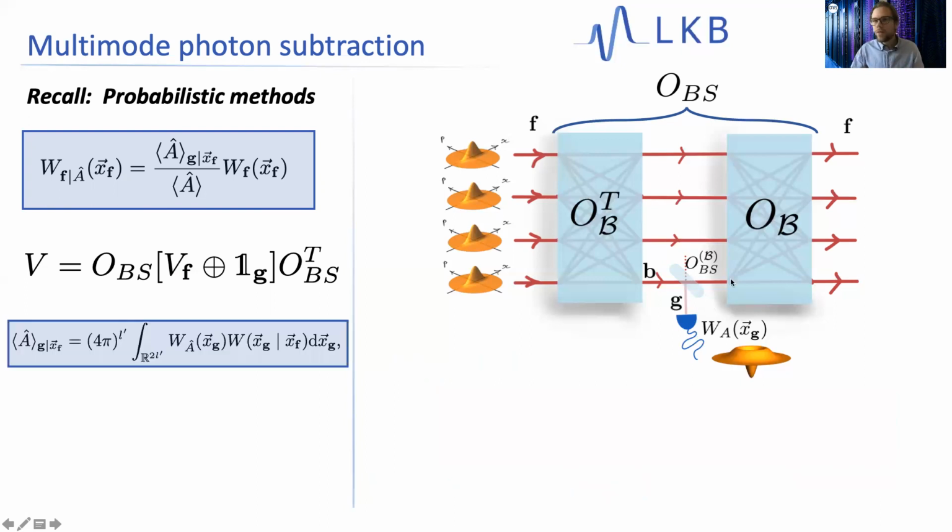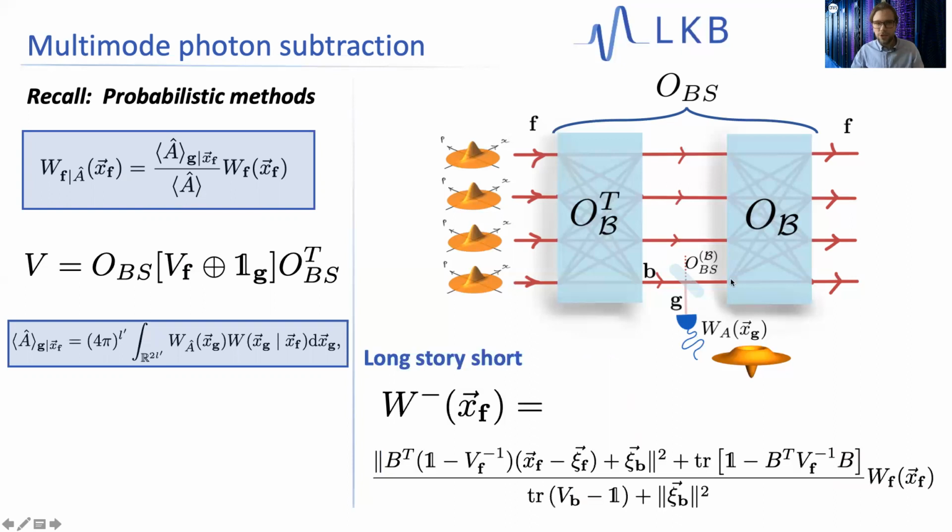So when I do all of this, long story short, the Wigner function that I get out is the following, where you see the psi f and the psi b, they are displacements. So psi f is the displacement, the mean field of the initial state. Globally, here I have to take into account also specifically the mean field in this mode B from which I'm subtracting the photon. The VF is a covariance matrix here of the initial Gaussian state.